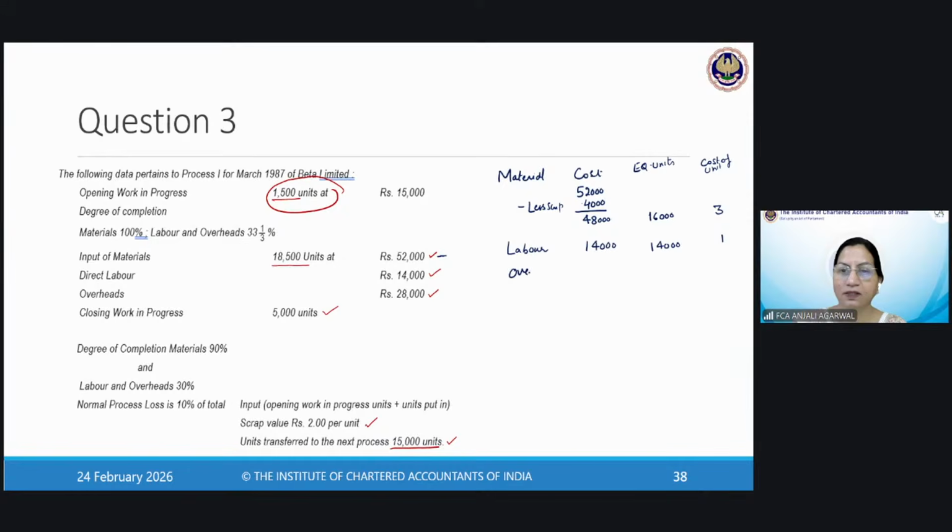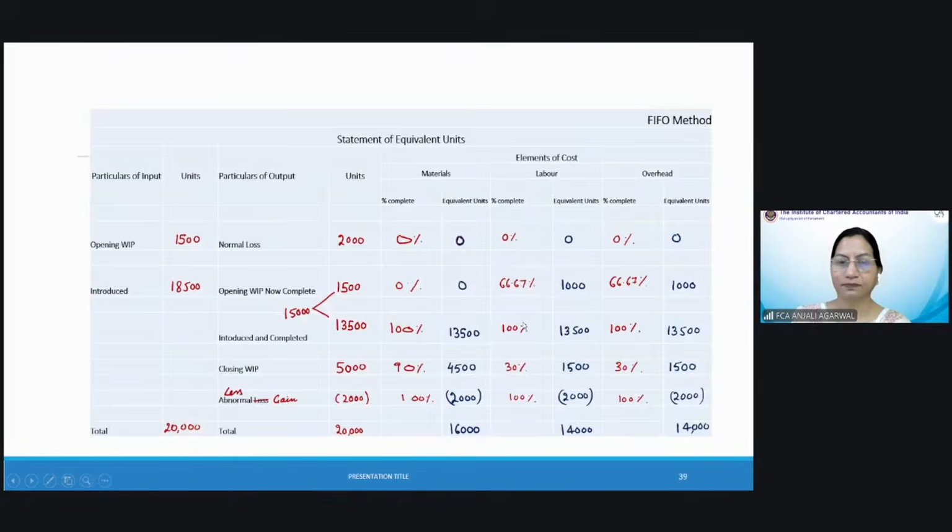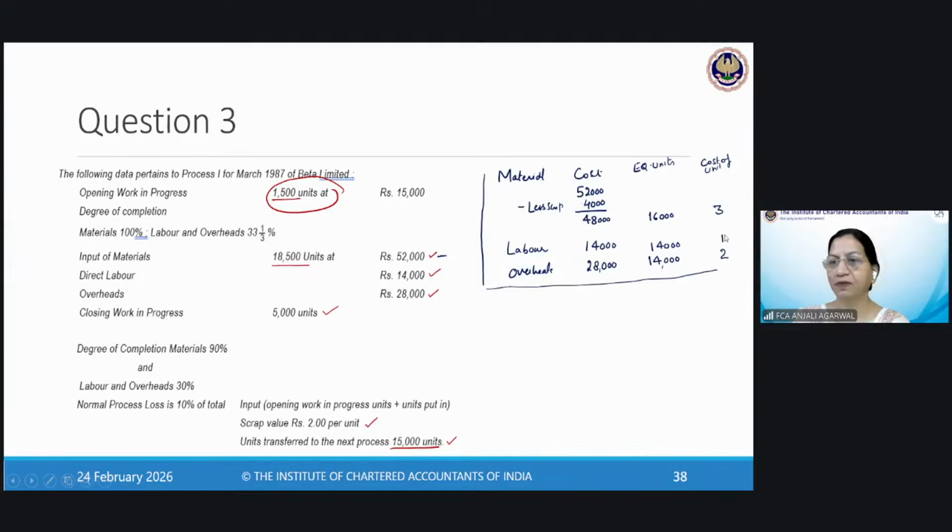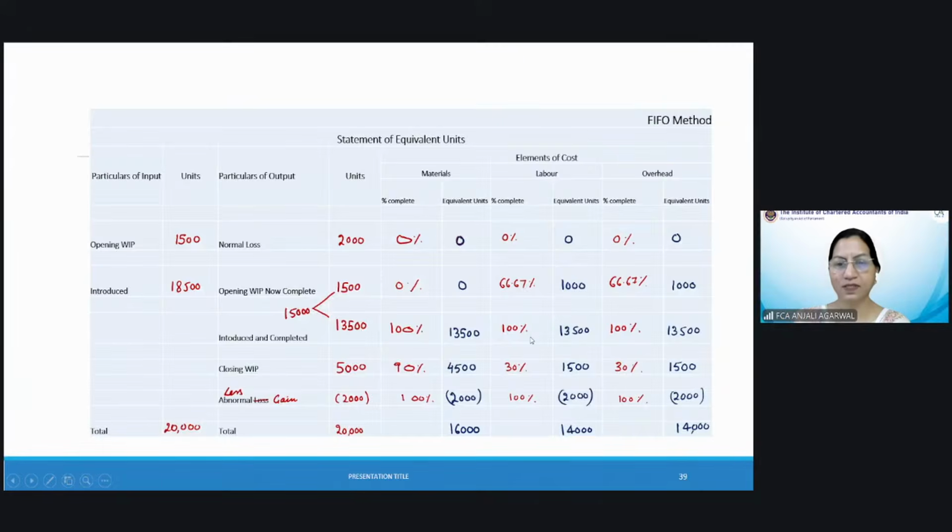Third, overheads. The third element is overheads. What is the total cost of overheads? 28,000 in this question. How many equivalent units of overheads? This is also 14,000. So cost per unit for each element of overheads employed, 2 rupee per unit. So this is your second statement, very, very relevant. Okay. Now basis this, 3 rupee is the material cost, 1 rupee is the labor cost, and 2 rupee is the overheads cost. On this basis, you will allocate this cost to the opening WIP, introduced and complete, closing WIP, and abnormal gain.